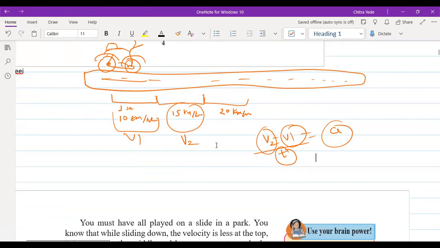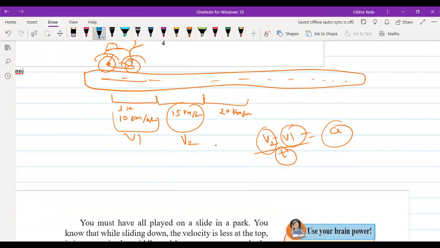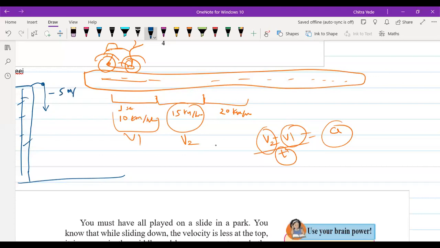See, suppose whenever we are going to ride the bicycle, or let's go to another example. Okay, here we have the earth surface, and here we have a tall building. Understood? And you are throwing an object vertically down. So the initial velocity of that object, let it be 5 meter per second. I'm just taking an example, 5 meter per second.